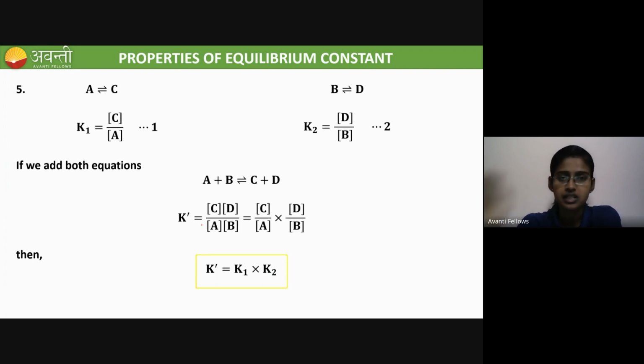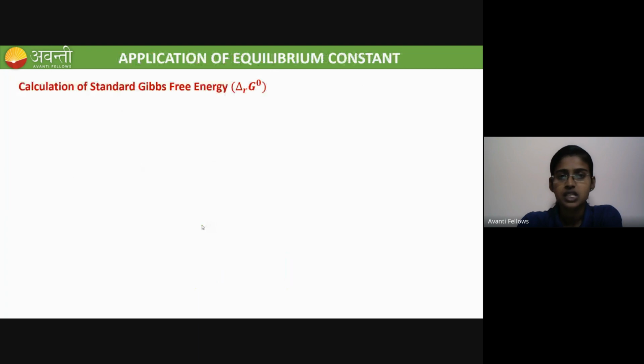Okay, regarding this equilibrium constant, there is one very important application we have for it. That is, we can calculate the standard Gibbs free energy, delta G naught, from K eq. So if a reactant is in equilibrium with the product, then delta G naught can be calculated using this formula, which is minus 2.303 RT log K eq.